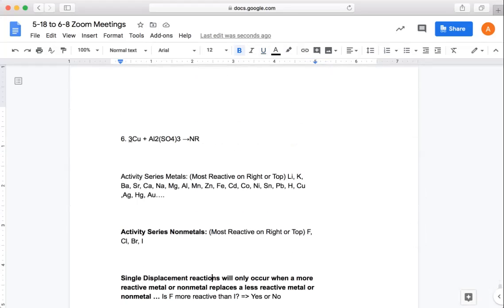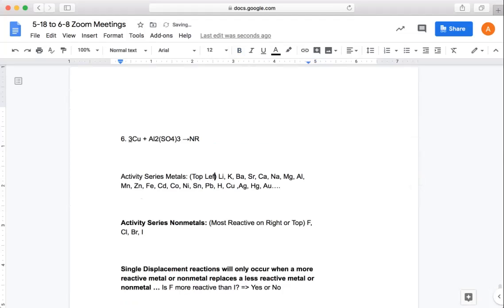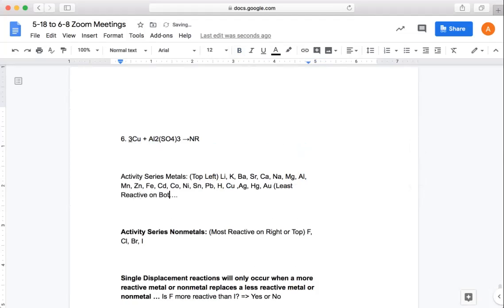Now we're dealing with comparing copper and aluminum. The most reactive chemical species for metals is in the top left. Aluminum is here, copper is here. Aluminum is more reactive than copper, therefore copper will not be powerful enough to replace aluminum, because copper is less reactive than aluminum, since it's further to the bottom right. Therefore, this will be your answer. No reaction for number 6.